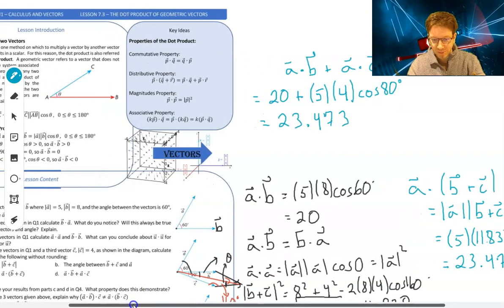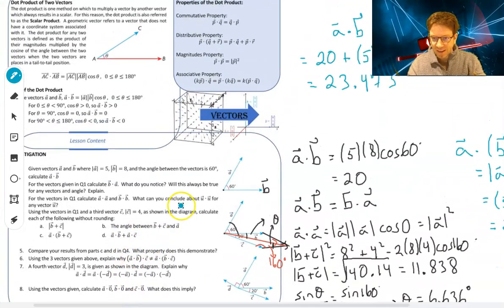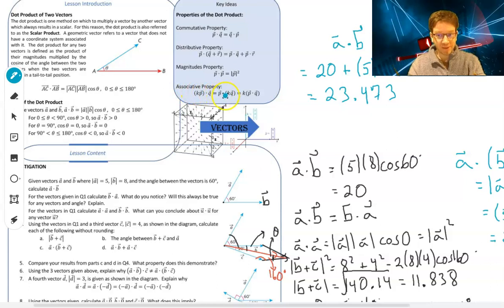Okay, and there's one other property which I haven't gone over yet, and that's the associative property. That's if you have a scalar, well, we can move that scalar and multiply it by whichever vector first, and then do the dot product, or we can do the dot product and then multiply it by that scalar. It all works.